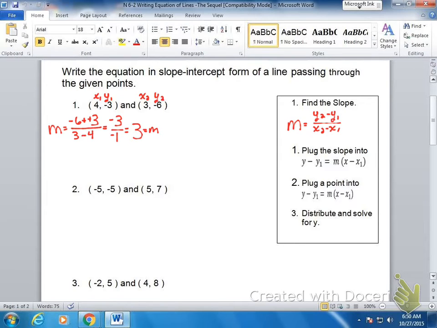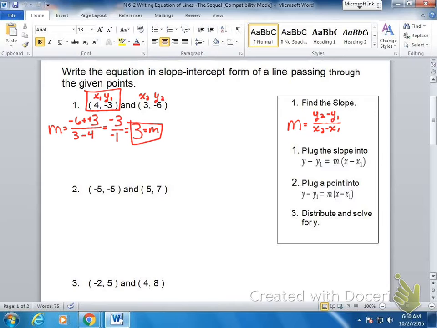So now we have our m. If we look back over at our directions here, which are numbered wrong, I now notice, it says we got to plug the slope into our point-slope formula. And the next one says plug a point into that formula. So I'm going to come back over here. I know my m is 3. That's one of the things I need. And then I already have this point labeled x1, y1, so I'm going to use those. But you could use either point. It doesn't make any difference.